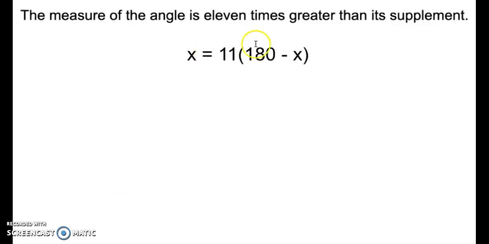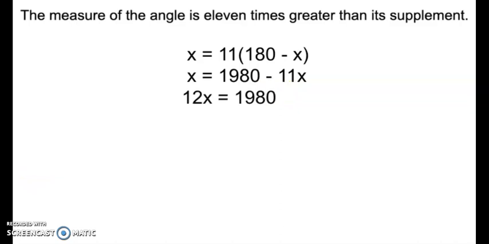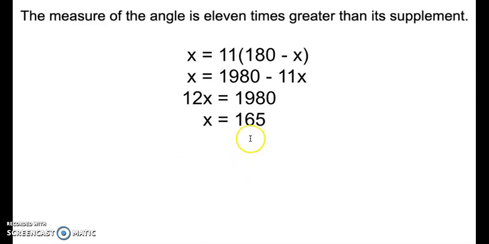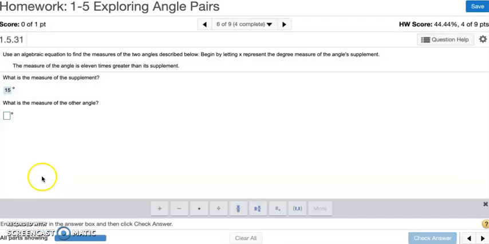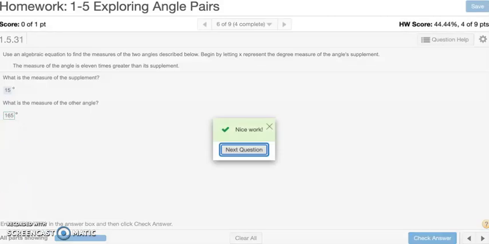So we distribute 11 into everything on the right. So 11 times 180 is 1,980 minus 11x. Add 11x to both sides, you get 12x equals 1,980. Divide both sides by 12, and you get 165. Now to find the supplement, because that's the measure of the angle, you subtract this from 180. So 180 minus 165 is 15, so 15 is the supplement. Let's type that in. So the supplement is 15, and the measure of the other angle is 165. And that's number 6.